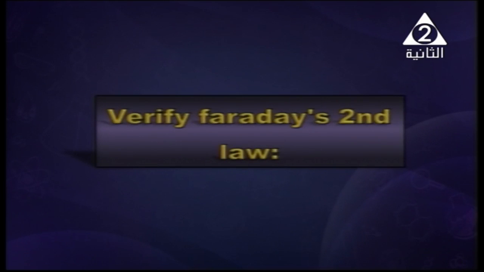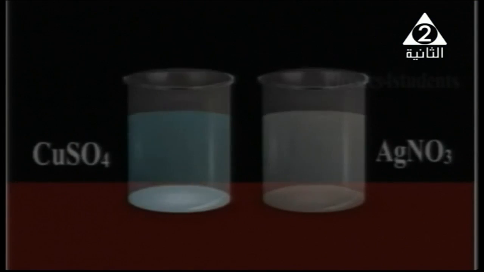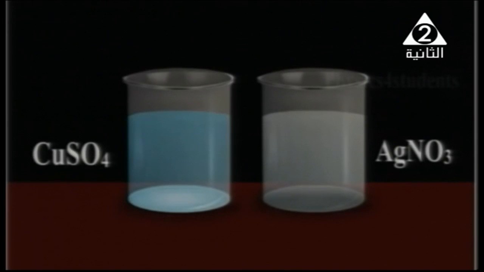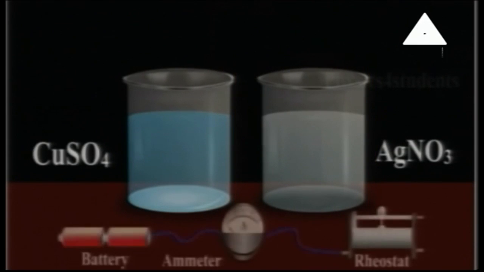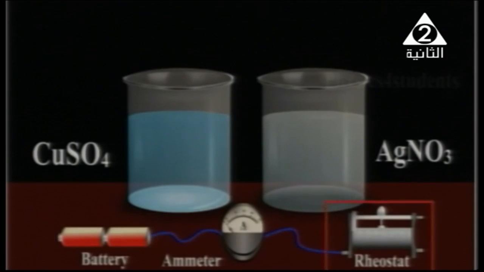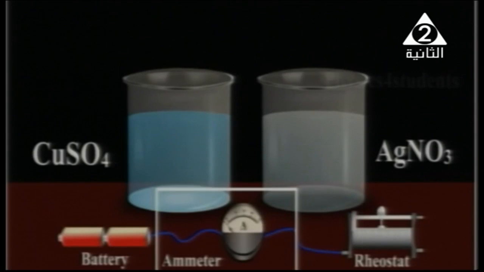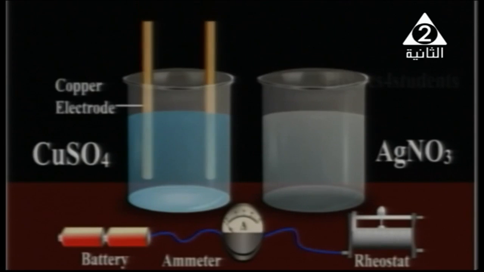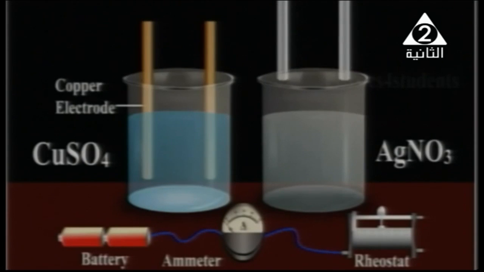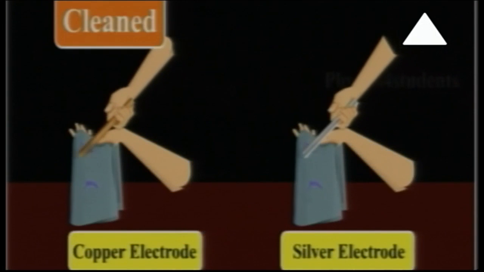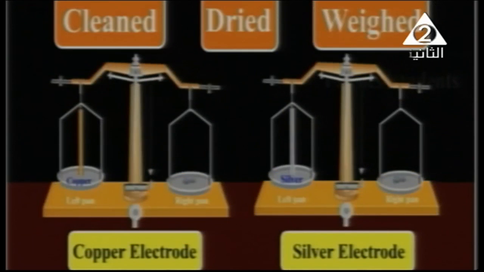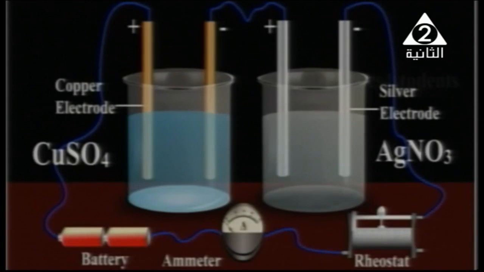How can you verify Faraday's second law? Bring two different solutions, one of them copper sulfate and the other silver nitrate. Battery, ammeter, rheostat, as we said before in Faraday's first law. Two similar electrodes of copper immersed in copper 2 sulfate, and two similar electrodes of silver immersed in silver nitrate. Connect the battery and connect the electric circuit.